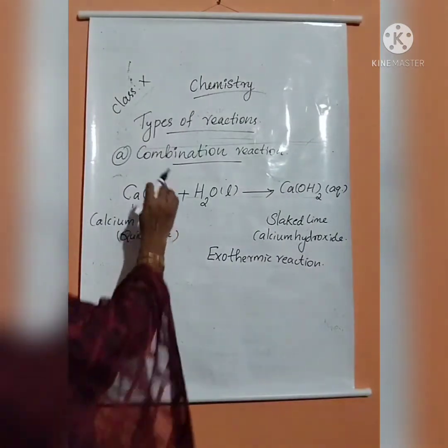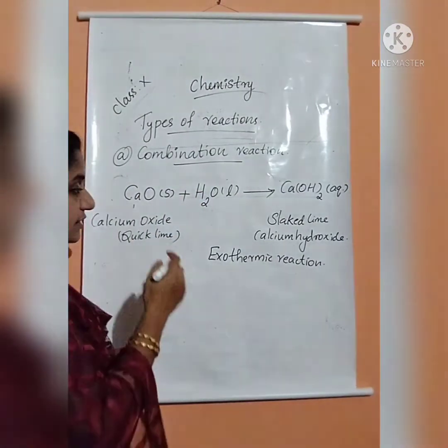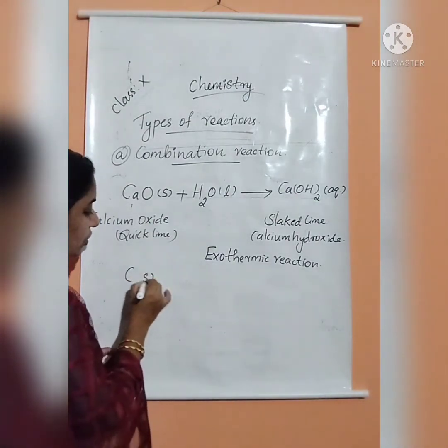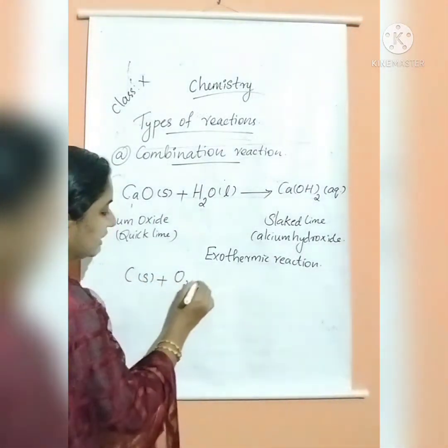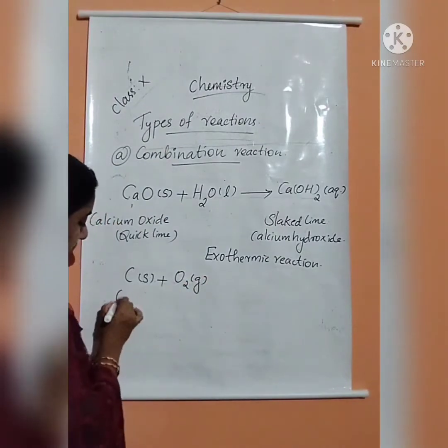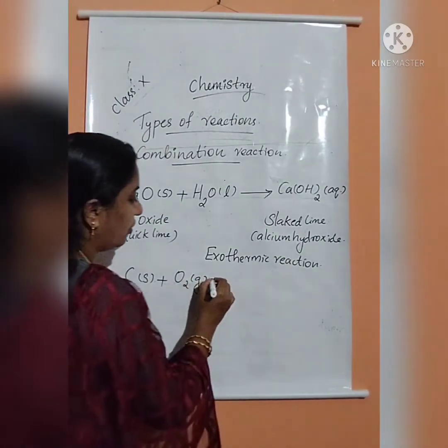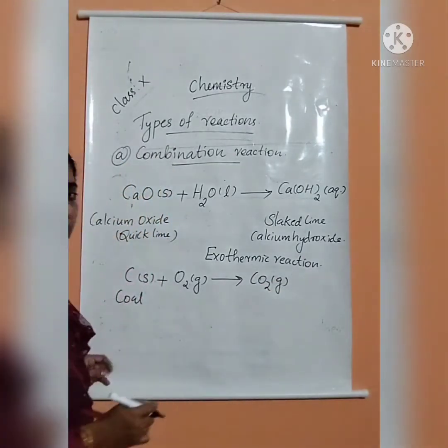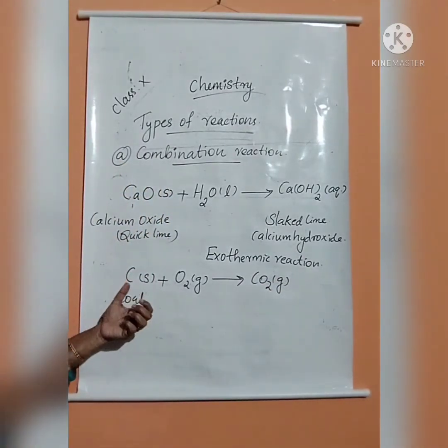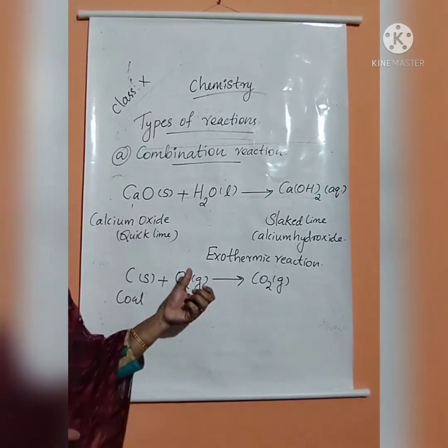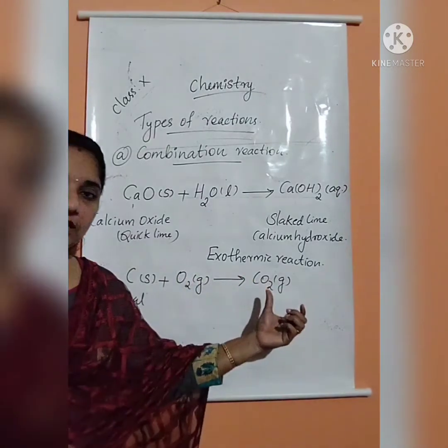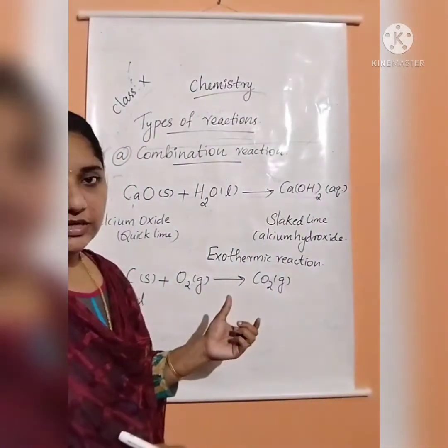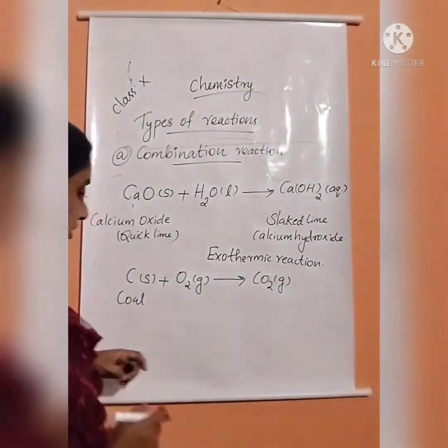I will write another example for combination reaction that is familiar to you. Coal reacts with oxygen. Coal means carbon. Coal reacts with oxygen, and carbon dioxide gas is formed. Carbon is one of the reactants that reacts with oxygen to liberate carbon dioxide gas. This is an example for combination reaction.